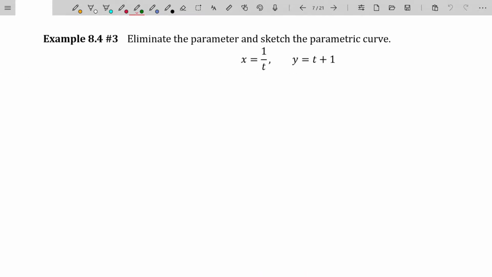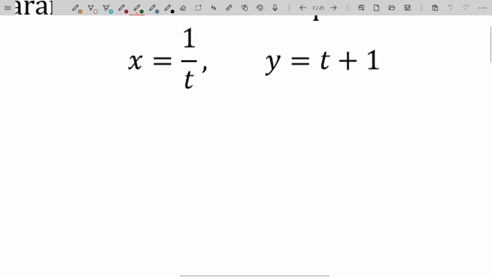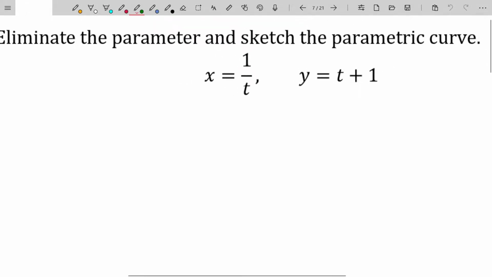Let's try a different example. Eliminate the parameter and sketch the parametric curve for the parametric equations x equals 1 over t, y equals t plus 1. Again, I'm going to start by mentioning any domain or range restrictions that we see. The only thing I can see is that t cannot be 0. If time is negative, x is negative. If time is positive, x is positive. So x can be positive or negative, but it will never be 0.